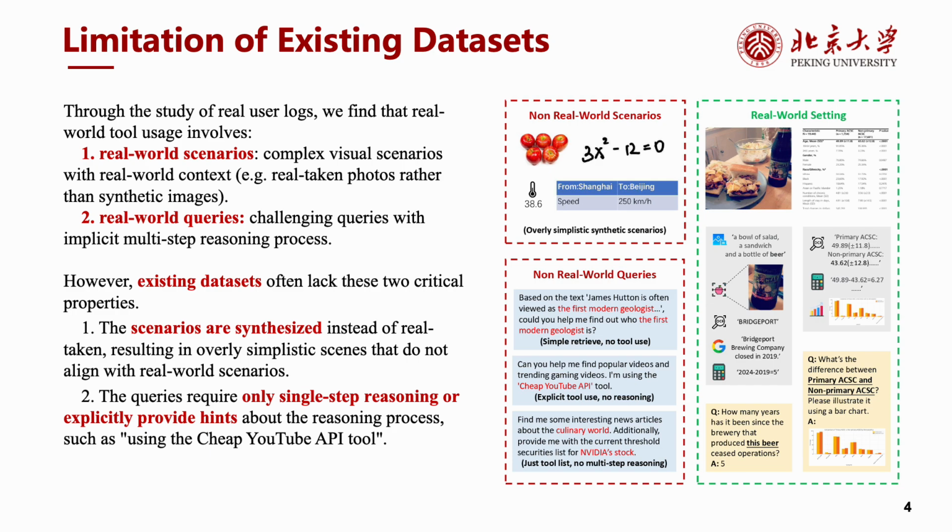However, existing datasets often lack these two critical properties. First, the scenarios are synthesized instead of real-taken. For example, on the left, the apples, the equation, and the text are synthetic scenarios, resulting in overly simple scenes that do not align with real-world scenarios. Second, the queries require only single-step reasoning or explicitly provide hints about the reasoning process. For example, here it says, "I'm using the cheap YouTube API tool."